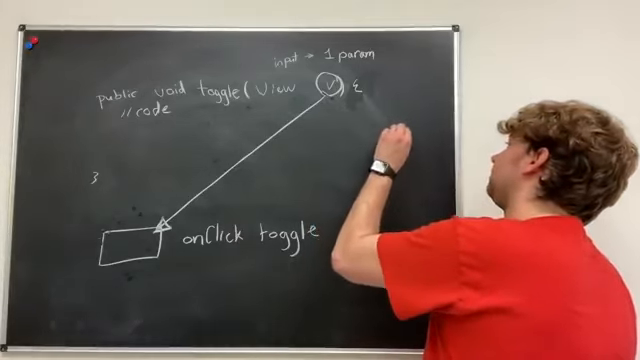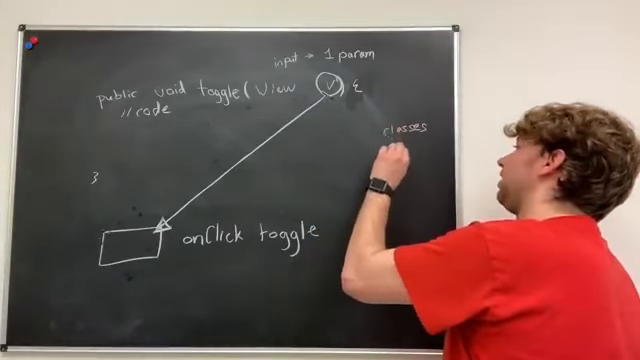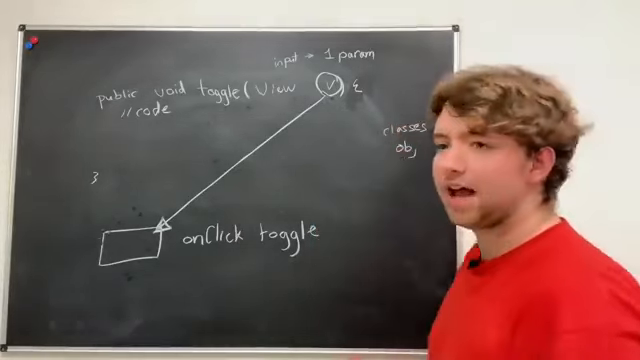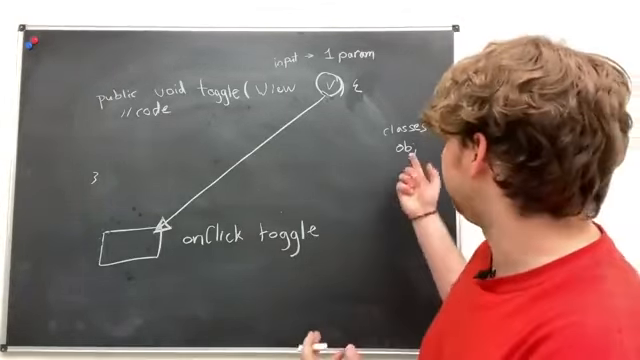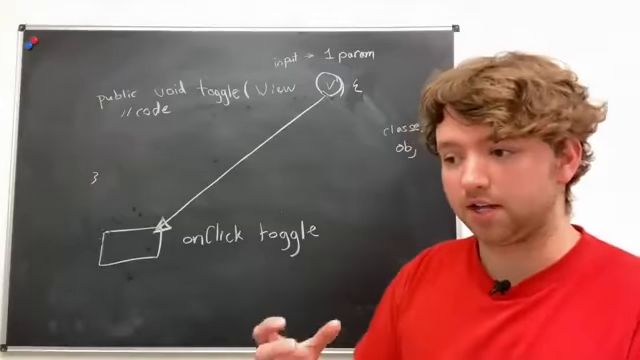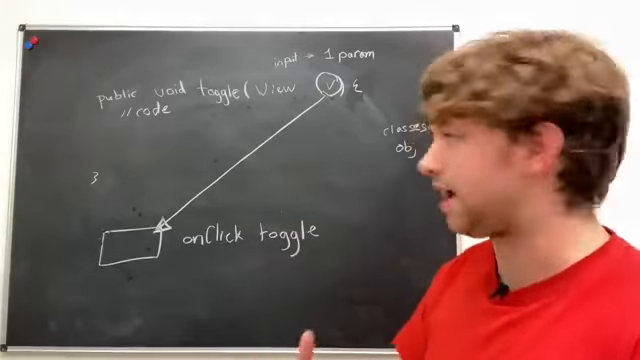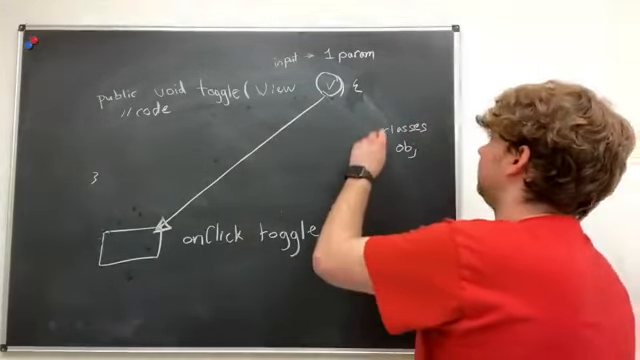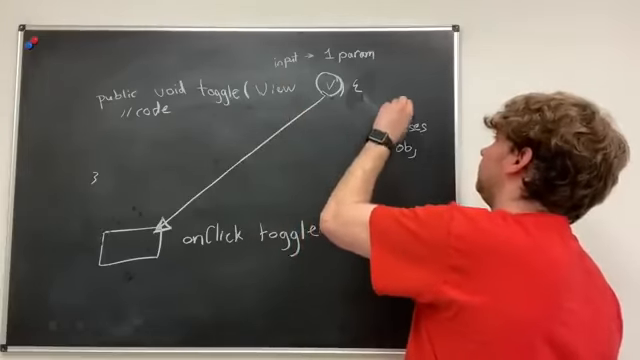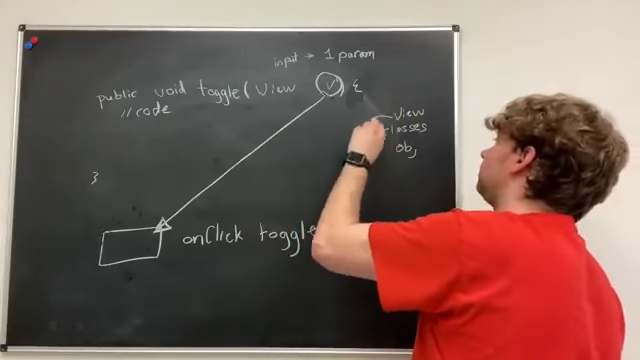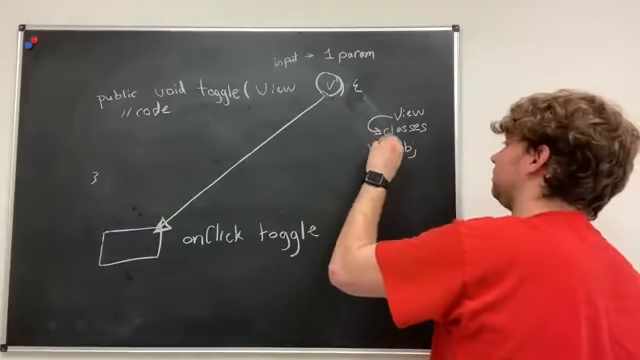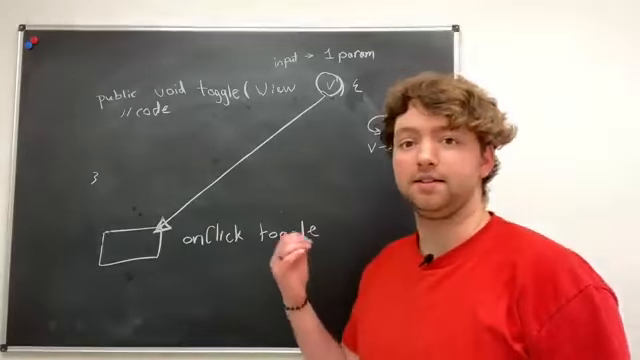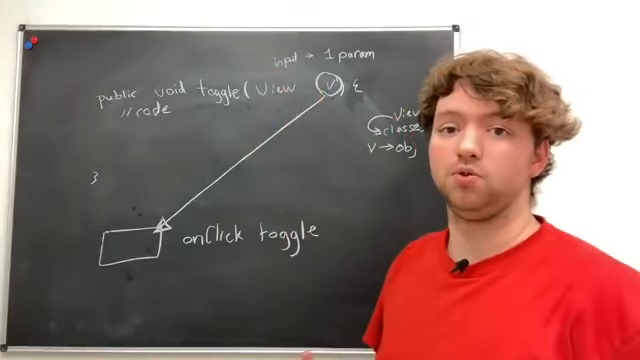We have classes and we have objects. So classes kind of define structures. They're like the cookie cutters. And then the objects are the actual cookies that you make. So they're instances of these classes. So the class here is view. The object here is v. So v is an instance of this view object.